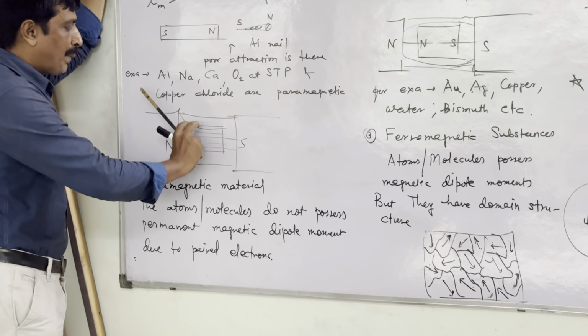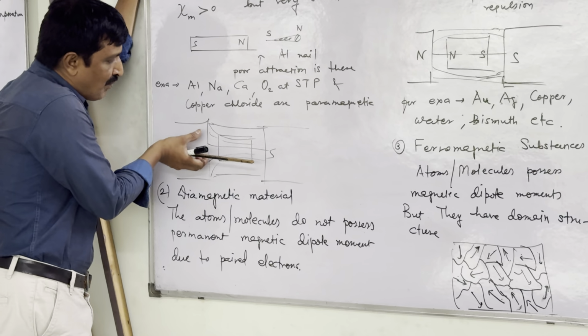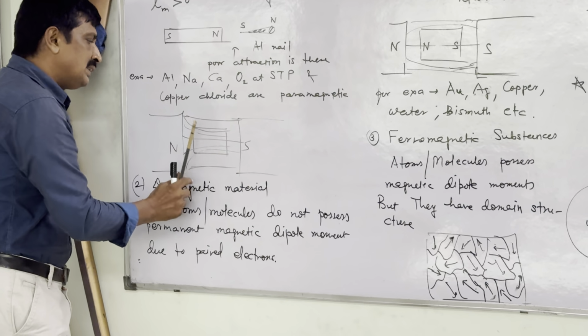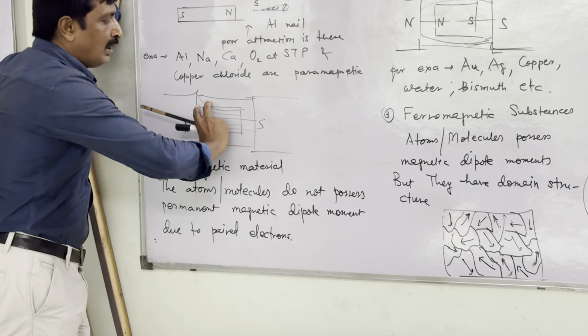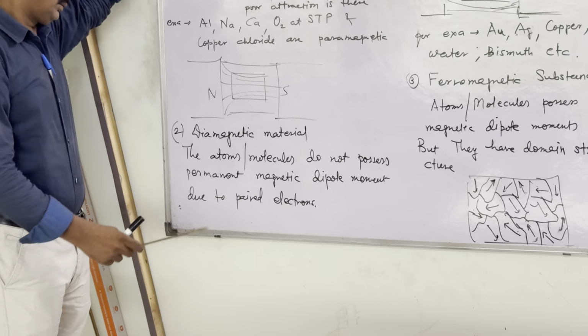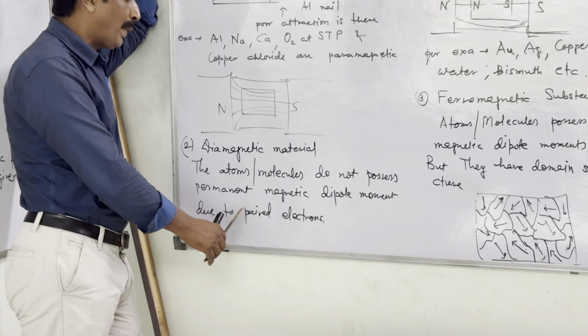If we place a paramagnetic material block in a uniform magnetic field, some field lines are absorbed by the material. So the magnetic field inside the material is somewhat greater than the uniform magnetic field. Now the diamagnetic material: the atoms or molecules do not possess a permanent magnetic moment due to paired electrons.